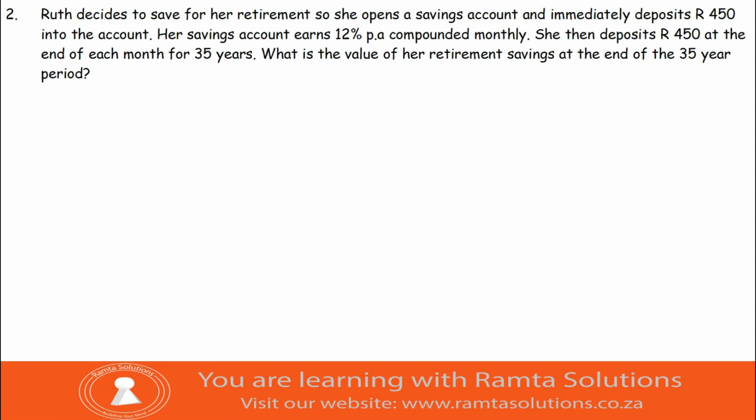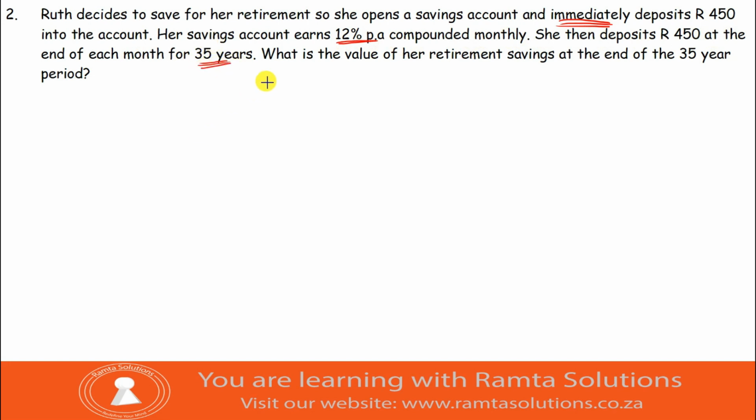Now, the second question says, Ruth decides to save for her retirement, so she opens a savings account and immediately, I see the word immediately, deposits 450 rand into the account. Her savings account earns 12% interest compounded monthly. She then deposits this 450 rand at the end of each month for 35 years. Do you hear that? For 35 years.